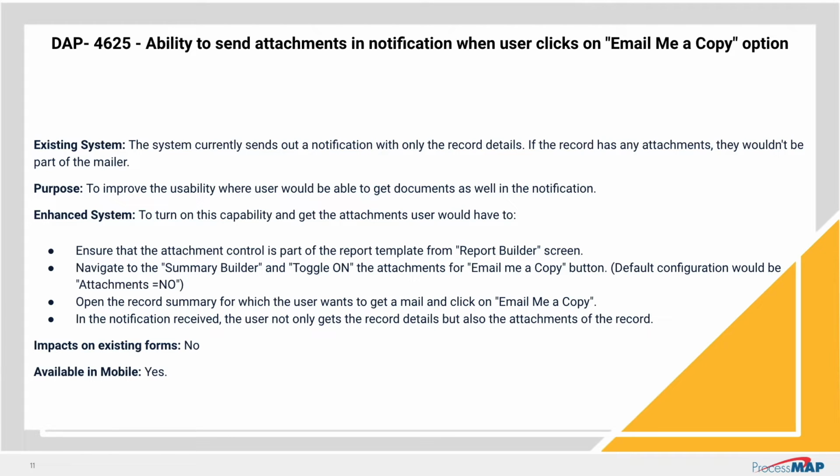We've also added the ability to send attachments in the notification when a user clicks on Email Me a Copy. You want to ensure that the attachment control is part of the report template from the Report Builder screen. You would navigate to the Summary Builder, toggle on the attachments for Email Me a Copy, and then when the user opens the record summary, they can click on Email Me a Copy.